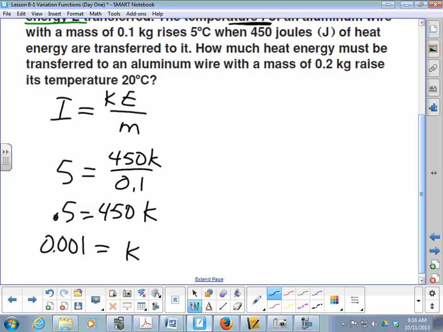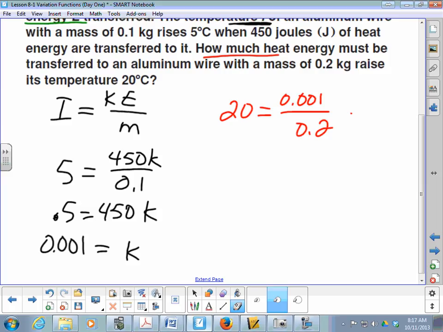So then we go to scenario 2. How much heat energy must be transferred to an aluminum wire with a mass of 0.2 of a kilogram to raise its temperature 20 degrees? So I is now 20. We know K is 0.001, and they tell us the mass that goes in the denominator. Oops, not K. That would be E. All right, so we're solving for E.